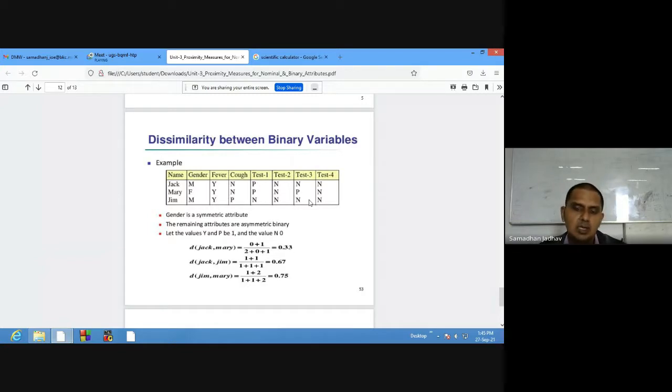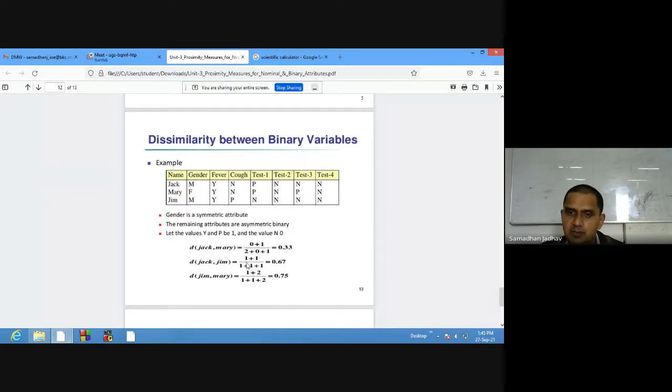Now S, look, is there a 0 1? For Jack and Jean, the attribute values should be 0 and 1. In fever it's 1 1, cough 0 1. Okay, so it's 0 1, count it as 1. Then test 1, test 2, test 3, test 4. So S is also 1.